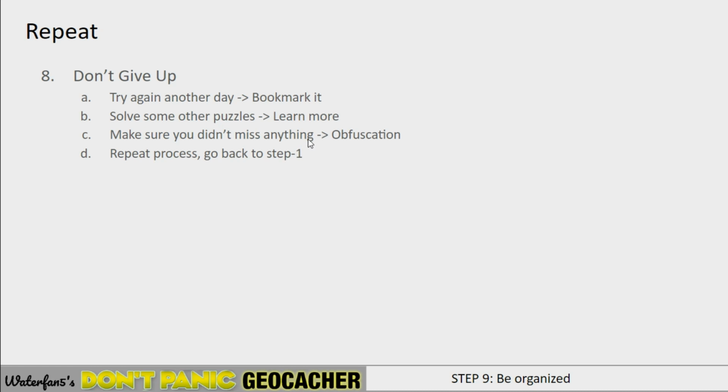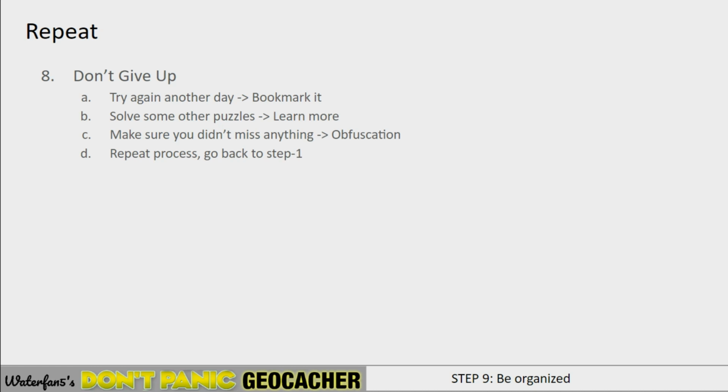Solve some more, because we learned some more techniques and maybe we'll learn some more, right? This was all the video, don't give up. And then make sure that we didn't miss anything. The puzzle was hidden deeper than we thought. Maybe the answer was hidden deeper than we thought. So we do that obfuscation, try to make sure we were being thorough and we didn't give up on the process. And if that didn't work, we'll try again a week later, right? We repeat this process. We start at step one and we go all over again.